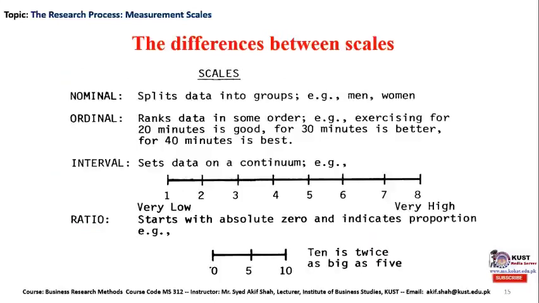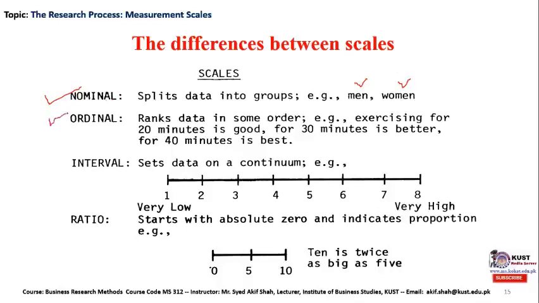Let's conclude the discussion of the 4 different scales. We had nominal scales, like splitting the data into groups of men and women. As the name states, here we are only categorizing the data available, or the researcher is interested in taking nominal data only.